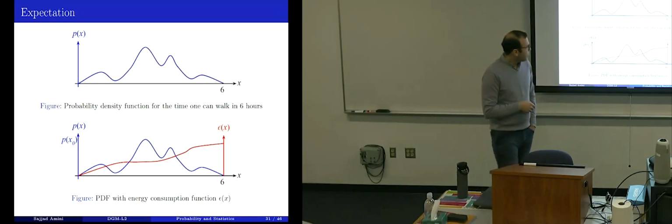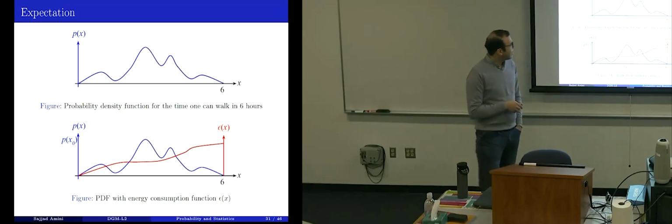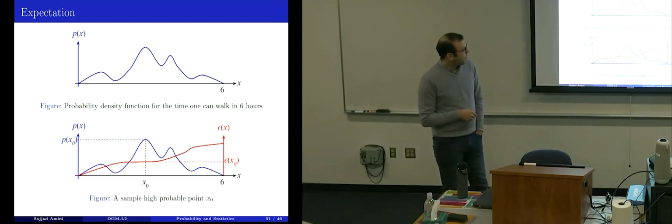So assume that another piece of information is given to you: based on the time he walked, the energy consumed by this person can be calculated using this red curve. So you have this blue curve, you have this red curve. And as you can see, for any point, you can see the probability of that point, and at the same time, the energy that the person consumes in that number of hours.